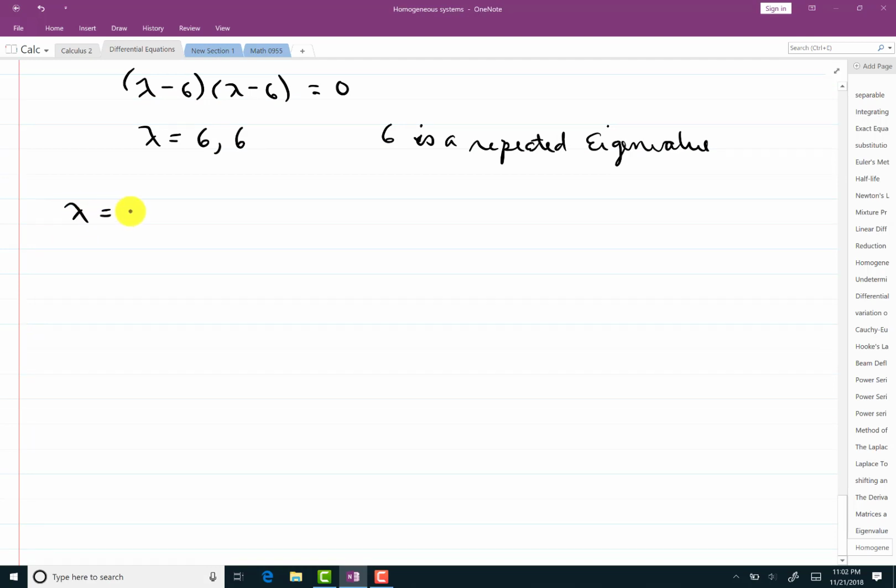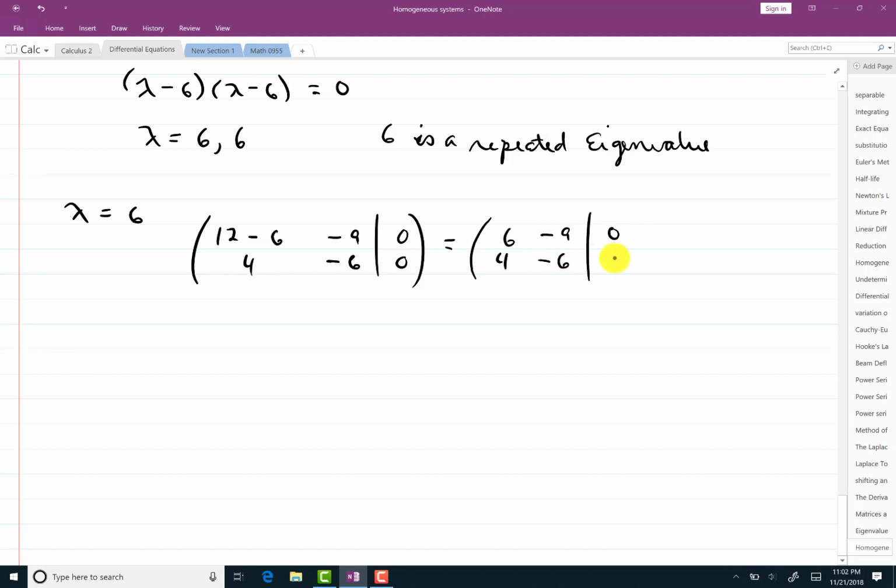So when lambda equals 6, let's take a look at our matrix. We will have 12 minus 6, negative 9, 4, negative 6. And let's see what happens here. I get 6, negative 9, 4, negative 6. Now, if I take negative 1.5 times the third row and add it to the second row, I'll be able to zero out the first row, just to probably simplify things as much as possible.